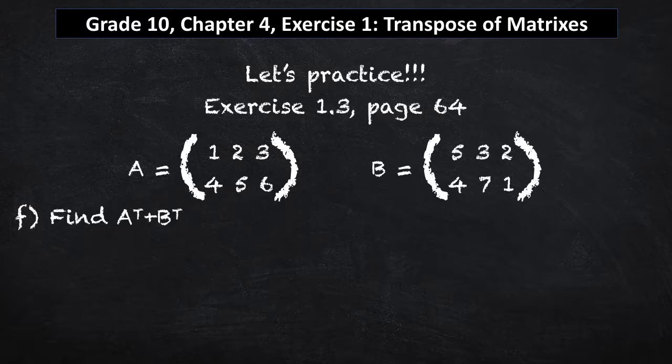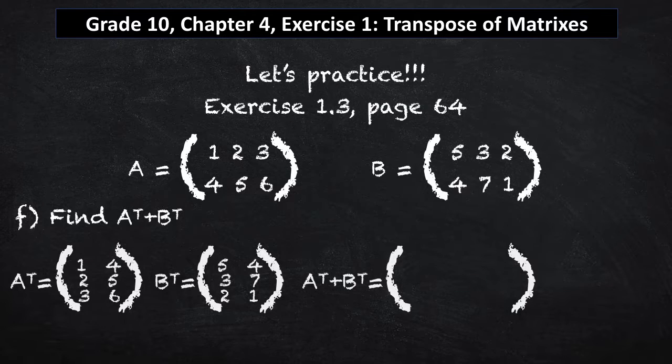Next question, we have to find the sum between the transpose of A and the transpose of B. So let's write the two transposes we have already computed. Those are 3 by 2 matrices, and we have to compute the sum between these two matrices.